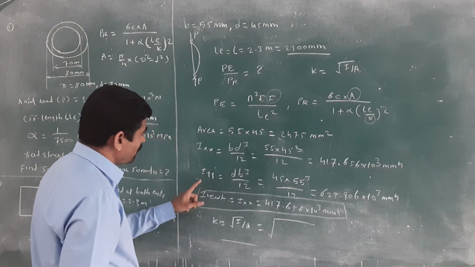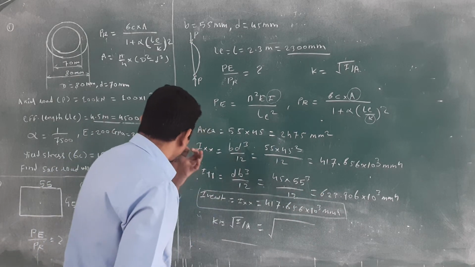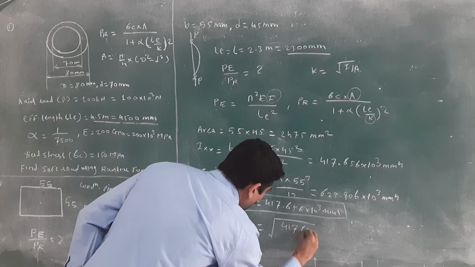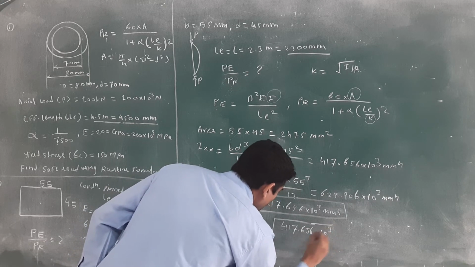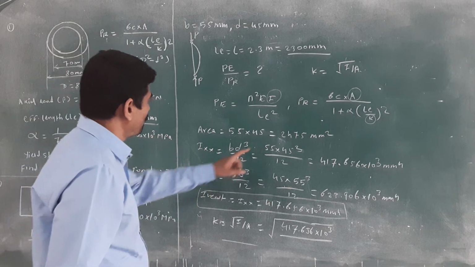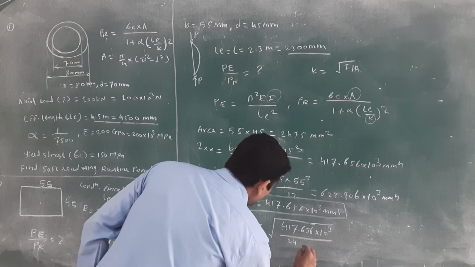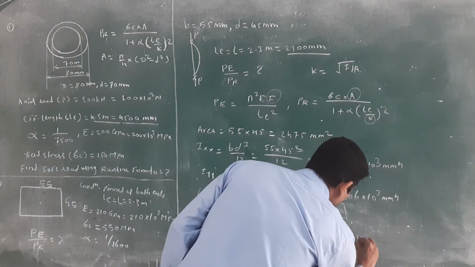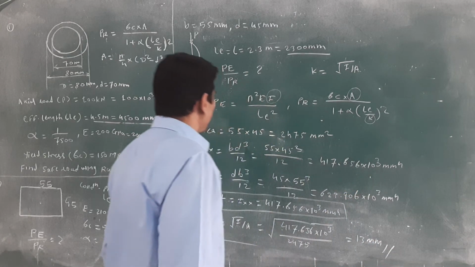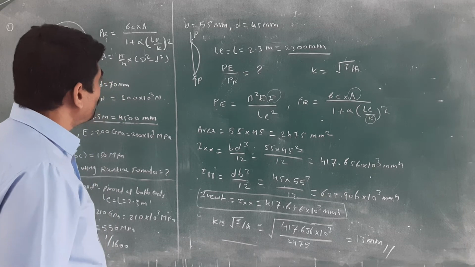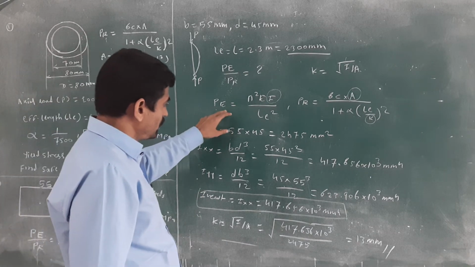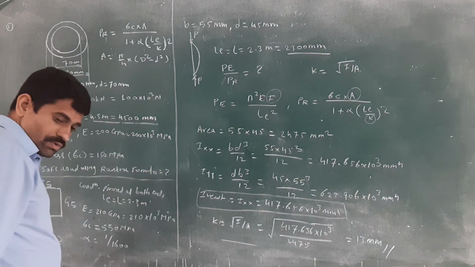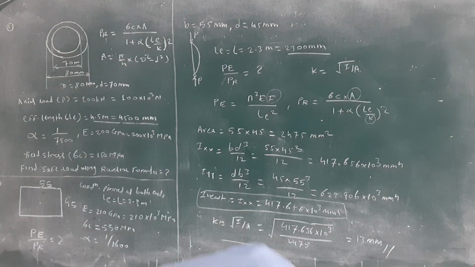What is the I least? Don't take the IYY value, because it is bigger than IXX. That's why the I least value is 417.656 into 10 raised to 3, divided by the area 2475. If you calculate, then you will get 30 mm. Okay, the required value we have calculated. Then put this value in these two equations. We have all the values, so we will solve them one by one.